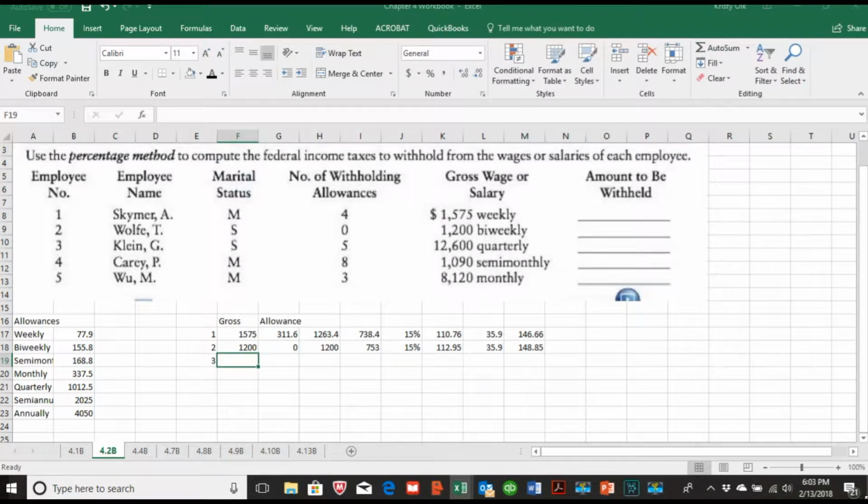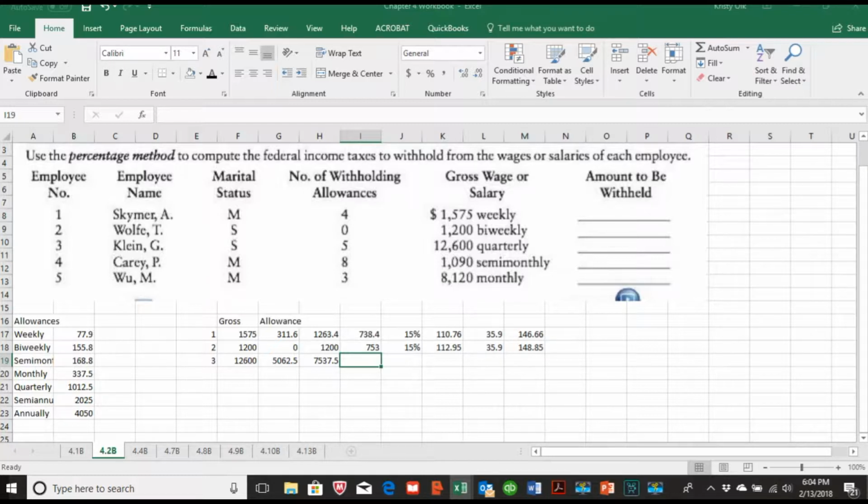Now we're going to go to employee number 3. Employee number 3 is also single, but he's claiming 5 allowances quarterly. So his starting pay is $12,600. His allowances is 5 times the quarterly $600, yep. So that's going to give us an amount to start with of $7,537.50. He is single and quarterly.